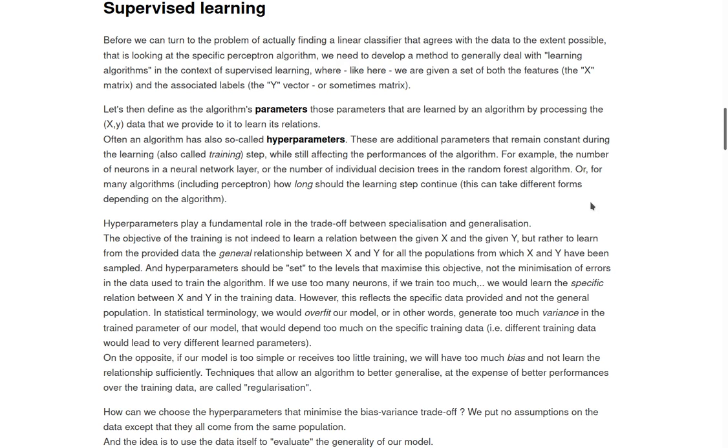And this can take different forms depending on the specific algorithm, but in general one hyperparameter will decide how deep the learning step continues. And hyperparameters are very important because they play a fundamental role in the trade-off between specialization and generalization.